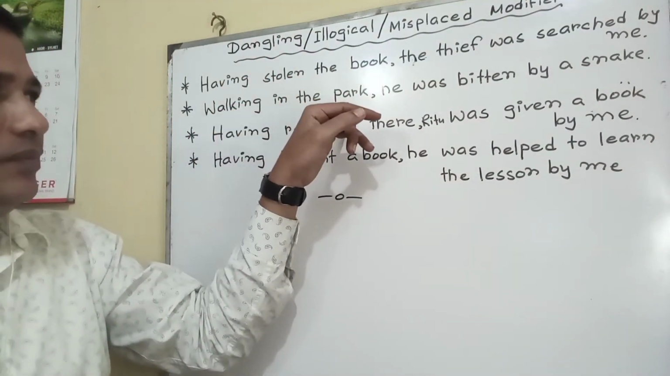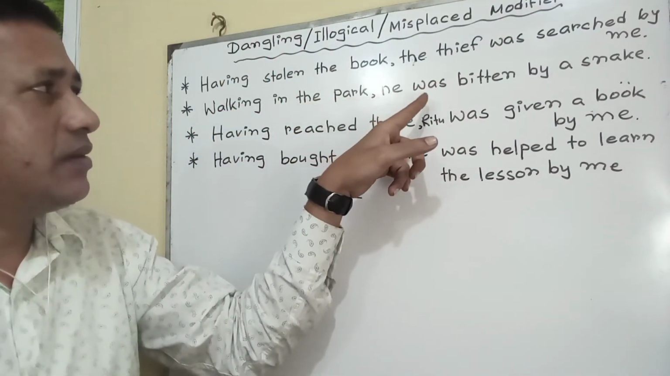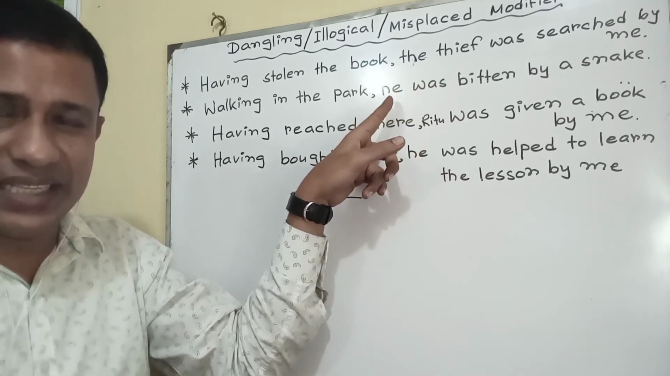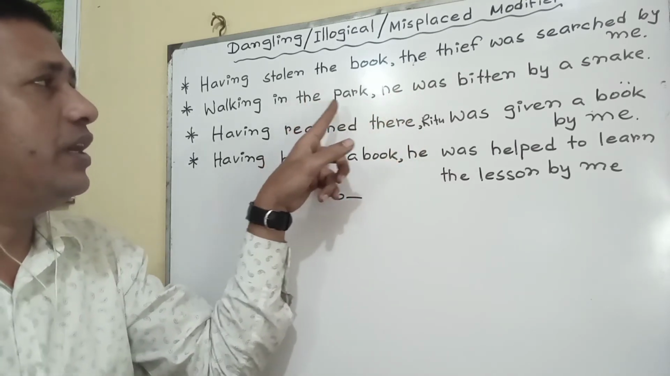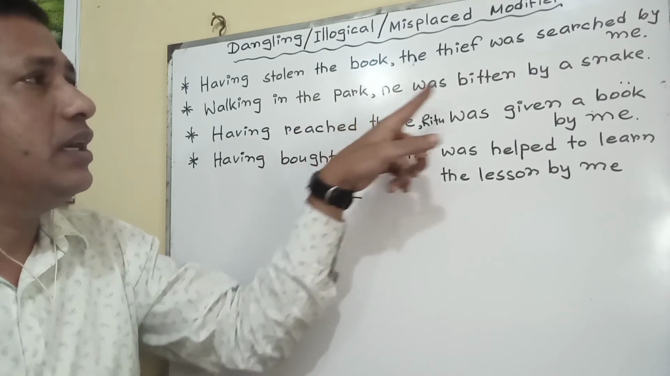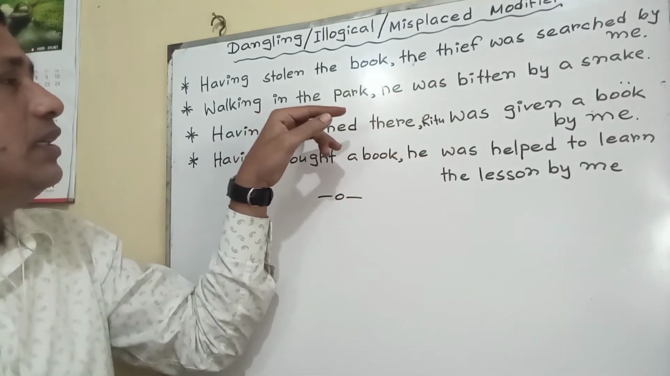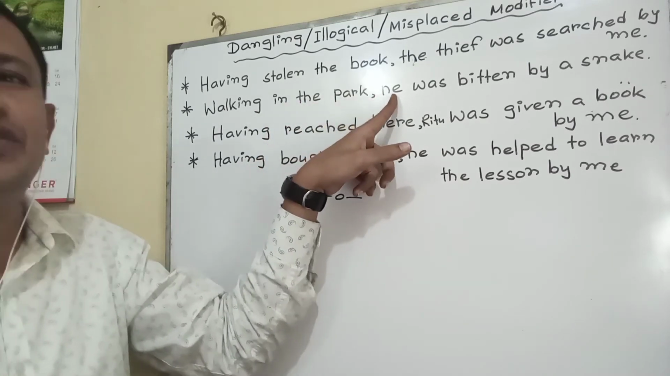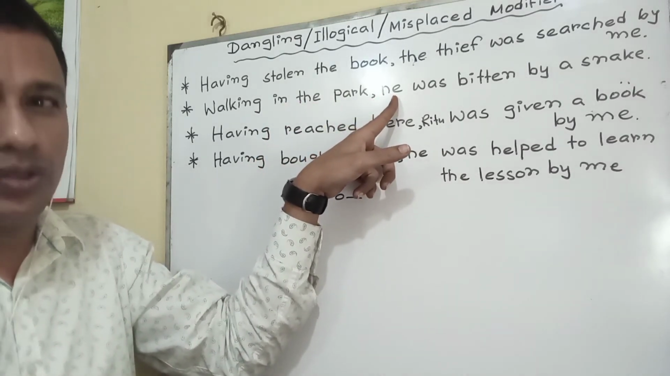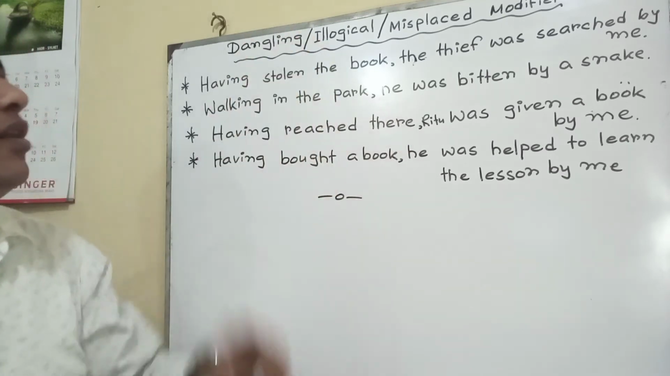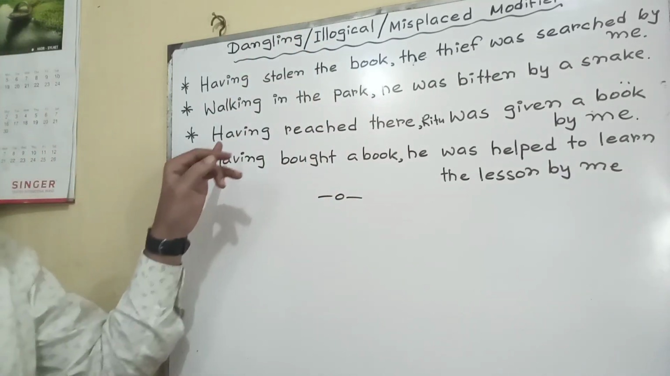Walking in the park, a snake beat him. In general sense, that should be. And at that time, this modifier is modifying a snake. But here you can see that this modifier is now modifying this person in passive mode. That's why it is called illogical, misplaced or dangling.